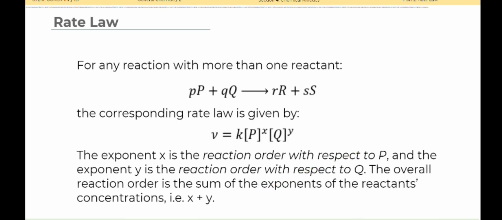For any reaction with more than one reactant, the corresponding rate law is given by rate equals k times the molar concentration of P raised to the exponent x times the molar concentration of Q raised to the exponent y. The exponent x is the reaction order with respect to P, and the exponent y is the reaction order with respect to Q. The overall reaction order is the sum of the exponents of the reactants' concentrations, that is x plus y for the given reaction.